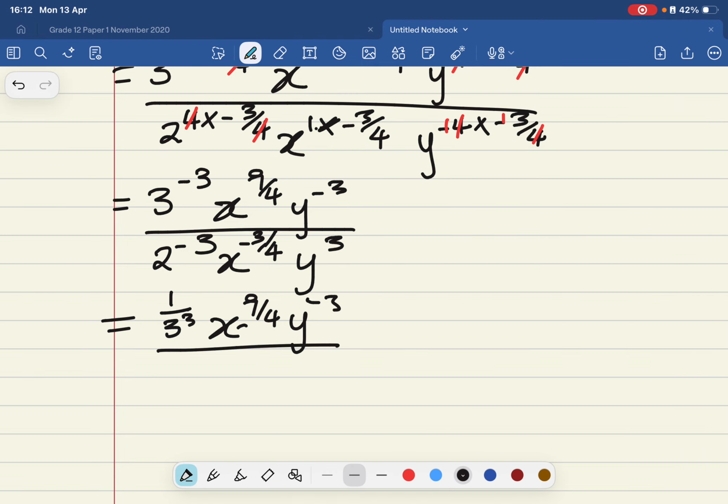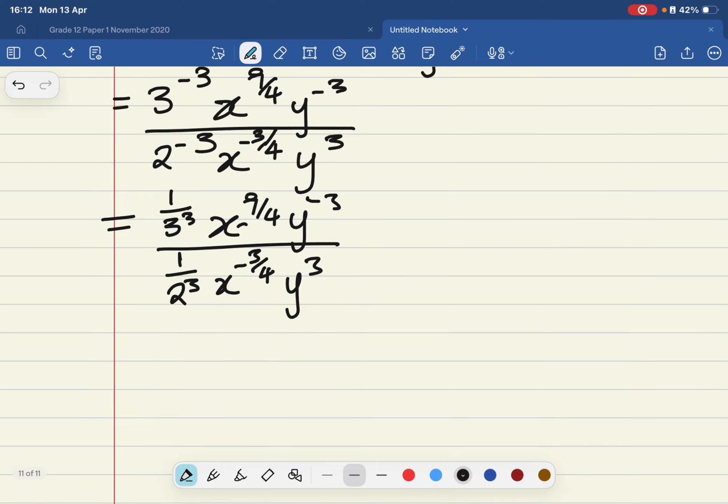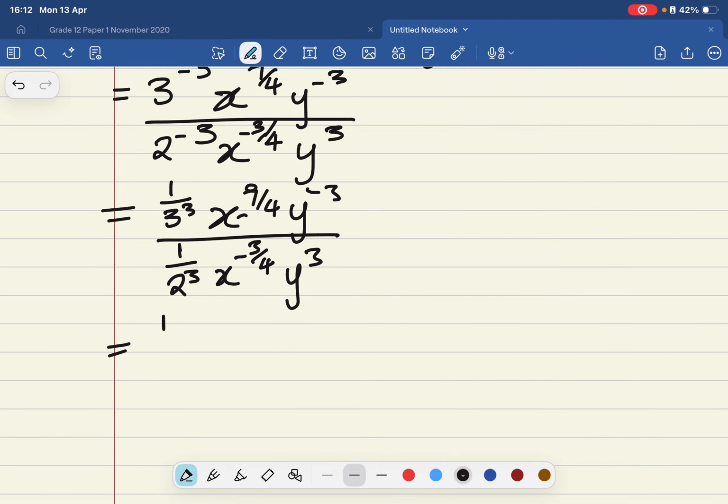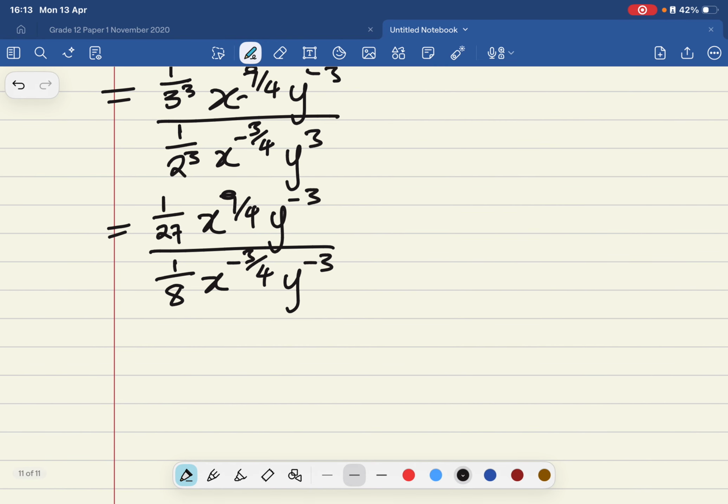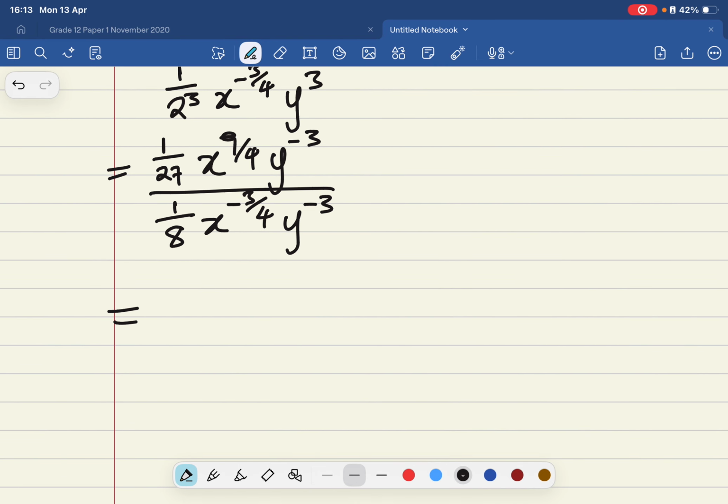So over, even this one I can rewrite it as 2 to the power of 3. Then it's x to the power of negative 3 over 4, y to the power of 3. Right, so this one is 1 over 27 x to the power of 9 over 4, y to the power of negative 3 over 1 over 8. Then I have x to the power of negative 3 over 4, y to the power of negative 3. Right.